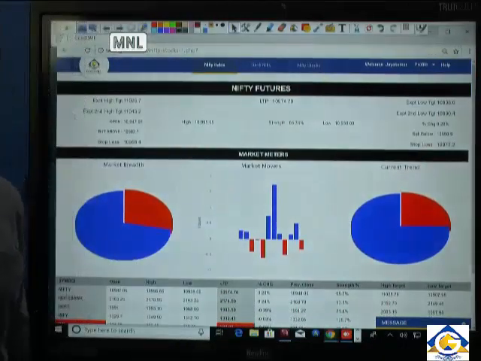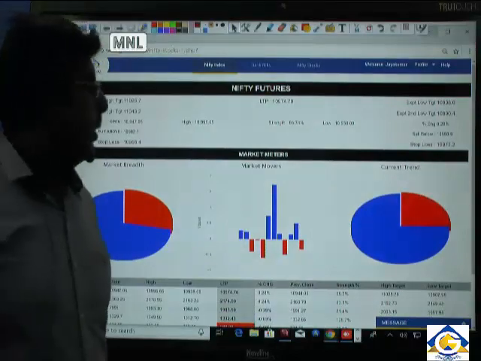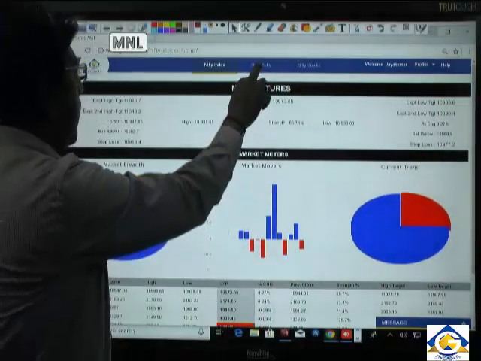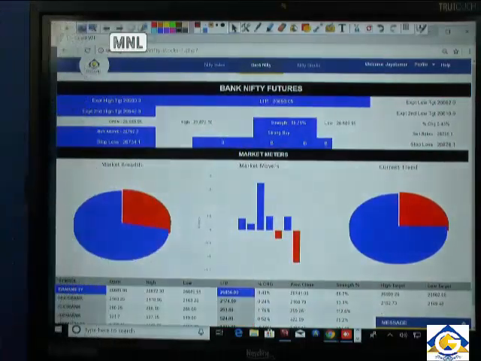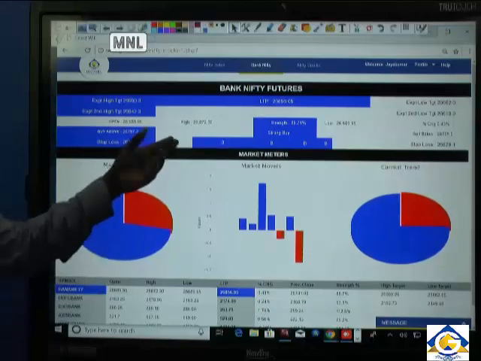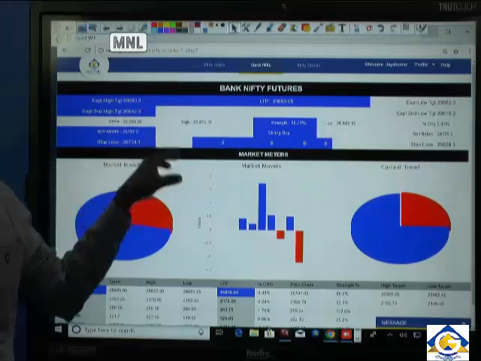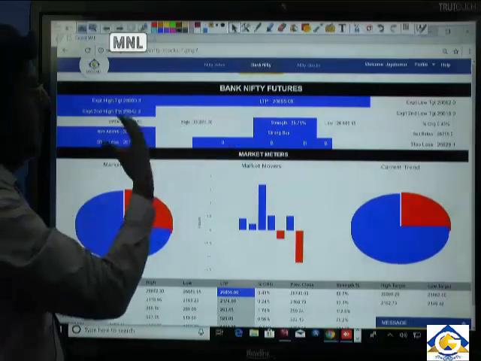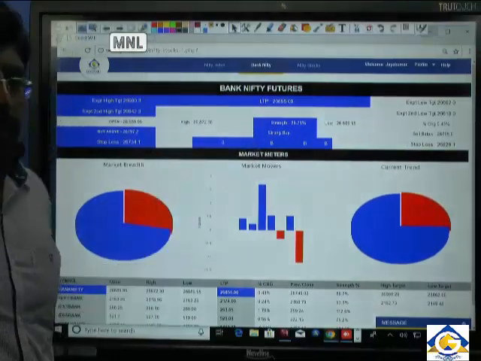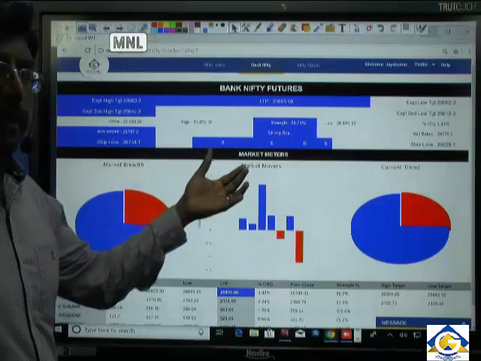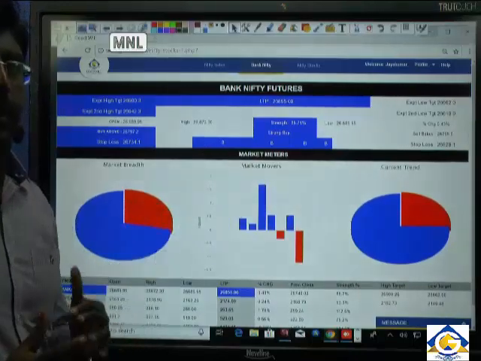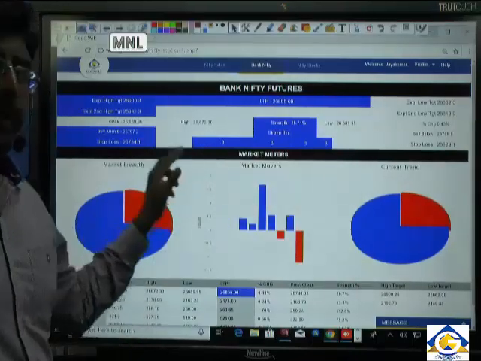So this is for Nifty futures, and the next section will be the same, like Bank Nifty. So this is for Bank Nifty futures. You can see here Bank Nifty is in buy mode. You can see the highlight, the color is highlighted as blue. Okay, so the color blue highlighted means it is assumed to be in bull mode and the buy call has been initiated.